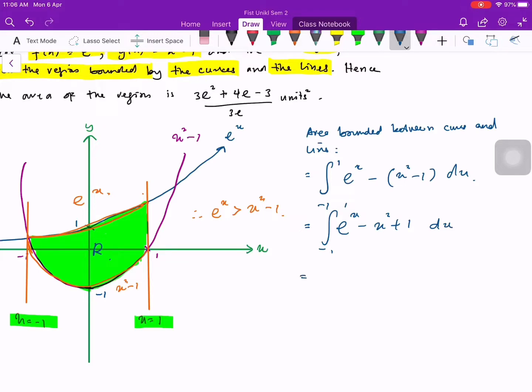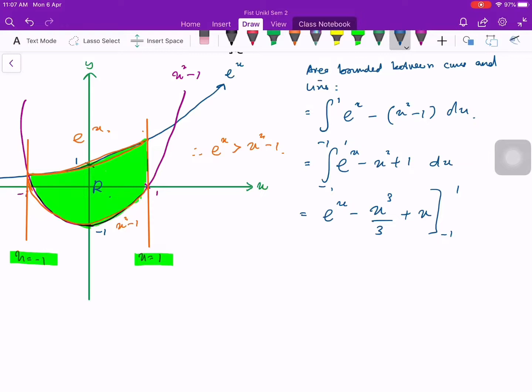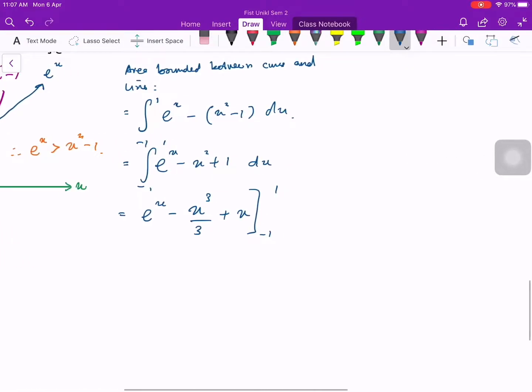Then we start with integration. The integral of e to the power of x is e to the power of x, minus x cubed over 3, plus x. So now we have the limits from -1 to 1. Then we substitute the values of the limits accordingly. We have e to the power of 1, which is e, minus 1 over 3 plus 1, and minus the bracket e to the power of -1 plus 1 over 3 minus 1.